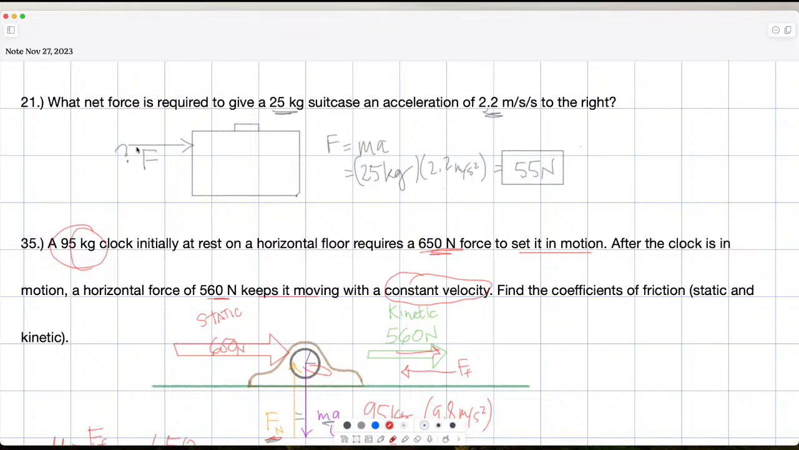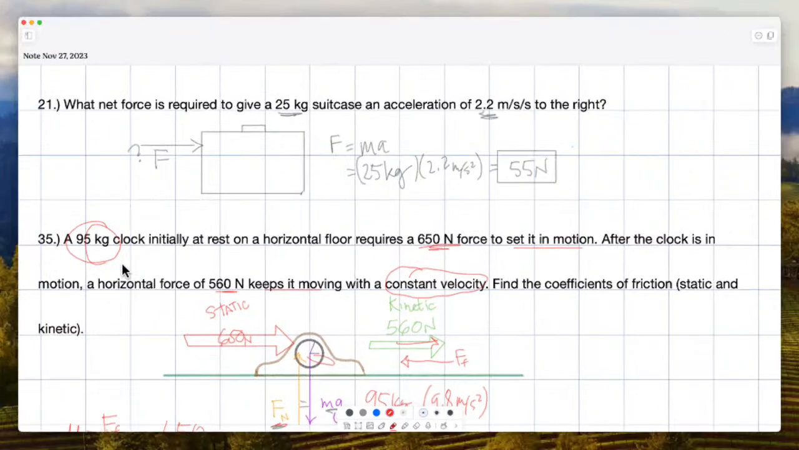kilogram suitcase and acceleration of 2.2 meters per second squared to the right.